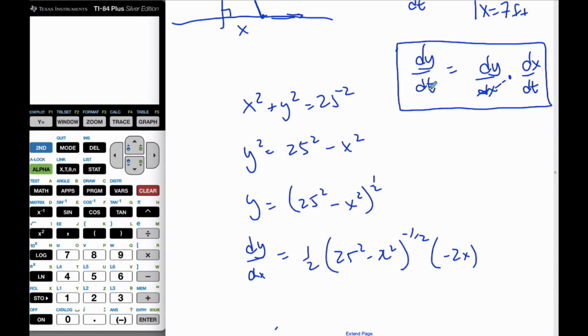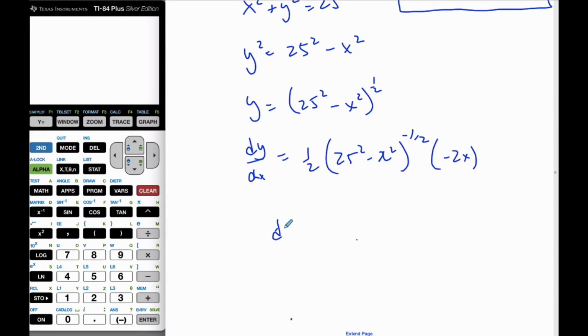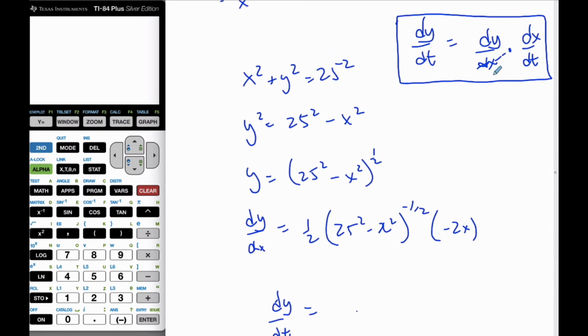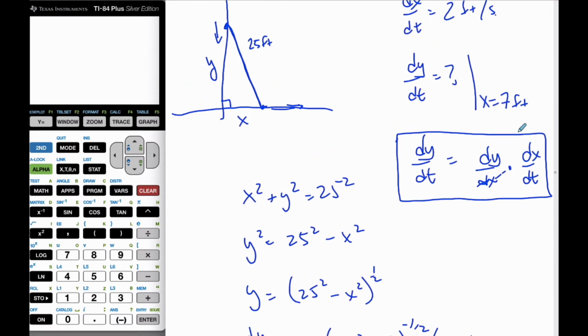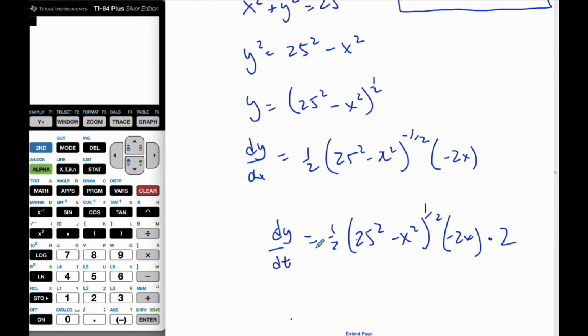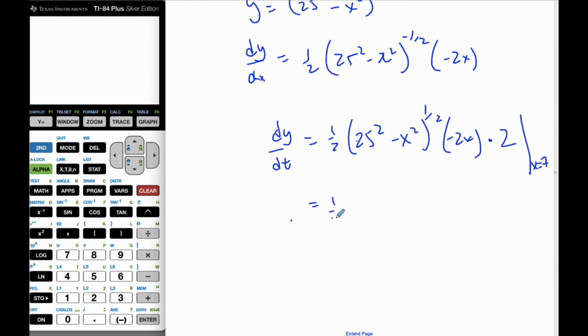And so dy/dt is what I'm looking for. I know dx/dt is 2, and so if I put this together, I know that dy/dt is equal to dy/dx, which is 1/2, 25 squared minus x squared to the 1/2 times negative 2x, times dx/dt, which is 2. And we want to find this when x equals 7. So I plug my 7 in. I get 1/2, 25 squared minus 7 squared to the 1/2 times negative 2 times, oh, I lost my negative, don't forget the negative, negative 1/2 times 2, and this is 7 times 2.